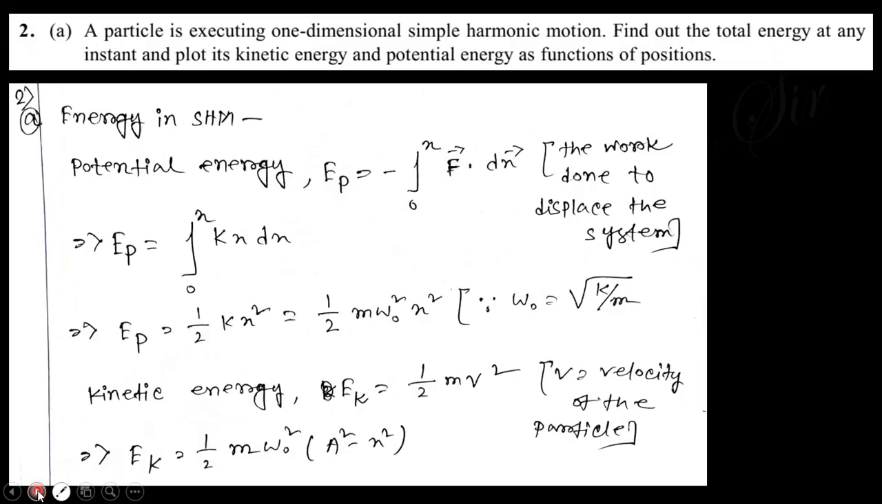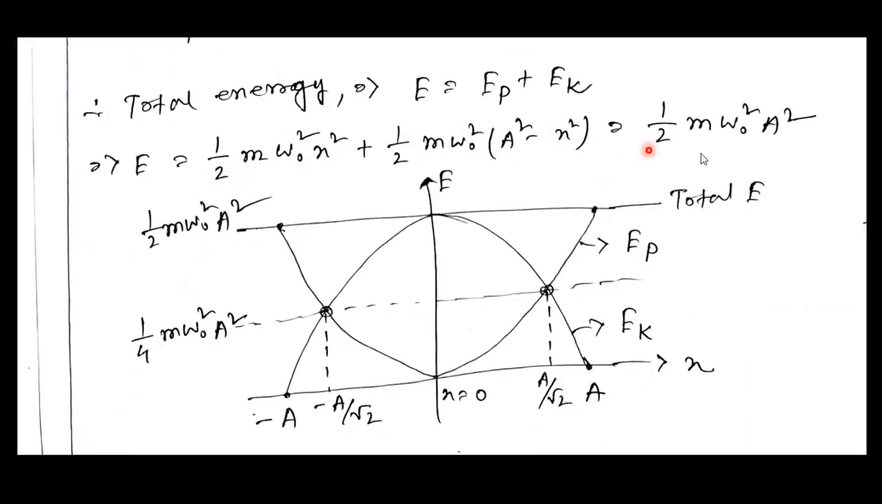Okay, next one. A particle is executing one dimensional simple harmonic motion. Find the total energy at an instant, and plot kinetic energy and potential energy as a function of position. The potential energy is the integral of F dot dx, and you know F equals minus kx, so you get potential energy as half kx squared, and you know k is omega naught squared times m. So this is the potential energy. Similarly the kinetic energy will be like that, and the velocity will be omega times the square root of a squared minus x squared. So finally the total energy will be like that. This is constant, so the total energy is constant, while the kinetic energy and potential energy vary like that.